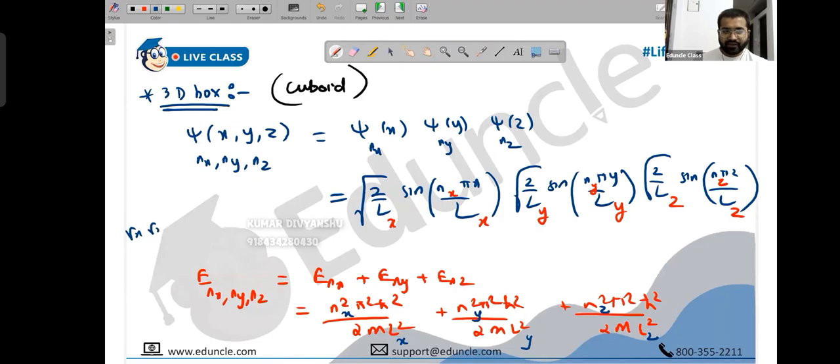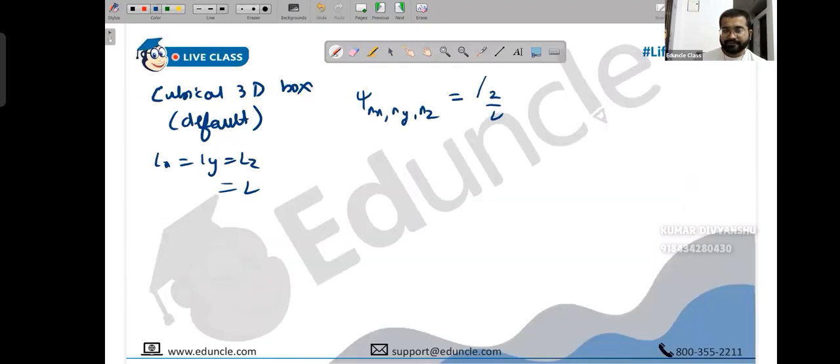That's basically like root x into root x into root x. It's like x raised to half, x raised to half, x raised to half. What is that equal to? x raised to 3 by 2 now. So that's 2 raised to 3 by 2. I hope you understood this. Under root 2 by L, under root 2 by L, under root 2 by L. That's 2 raised to 3 by 2.